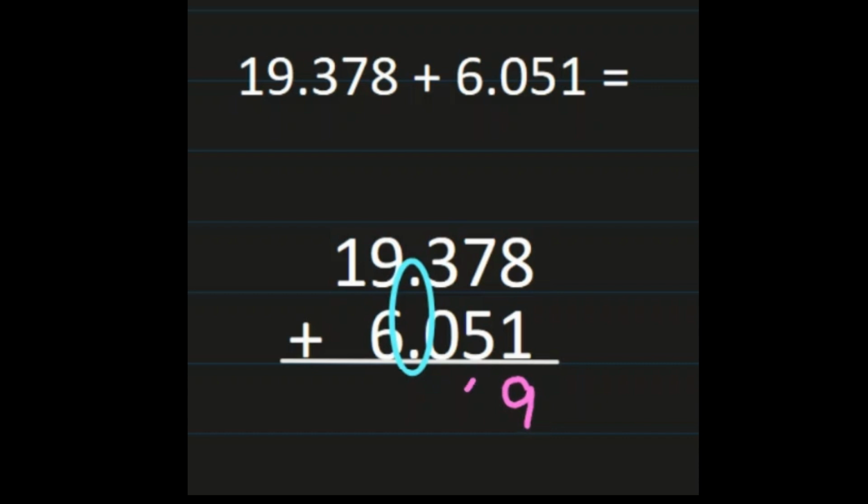So 8 plus 1 is 9, 7 plus 5 is 12. We're going to carry that 1. 3 plus 1 is 4. I'm keeping my decimal lined up in my sum as well, so we're going to place our decimal. 9 plus 6 is 15. We'll carry the 1. 1 plus 1 is 2. So we have a sum of 25 and 429 thousandths. And again, notice that I set up the problem with the decimals lined up, and I kept the decimal lined up in my sum.